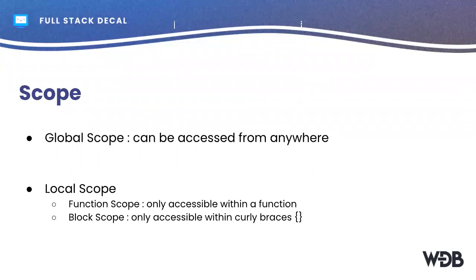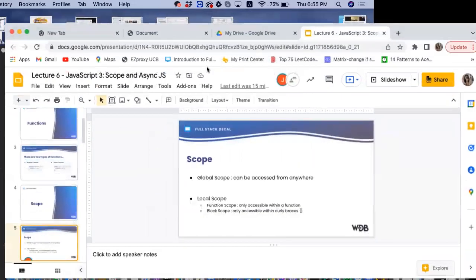Do you guys have any questions on scope so far? Oh, yeah. If you declare the variable outside a function, and then you declare that same variable inside the function, will it override? Oh, okay. That's a very good question. I will show you how that works.